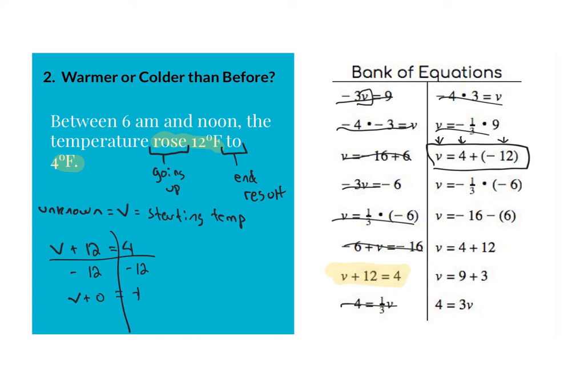equals, and we could call this 4 plus negative 12, which is just v equals 4 plus negative 12. And sure enough, that is right there. So we would say that v equals 4 plus negative 12 is equivalent to v plus 12 equals 4. You're going to be doing this process on your own with several situations.